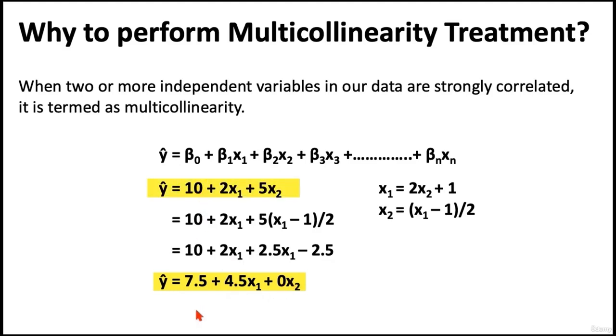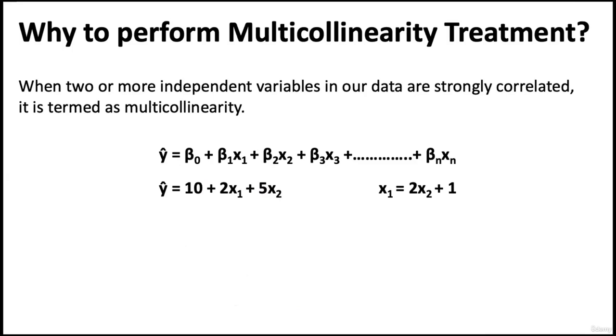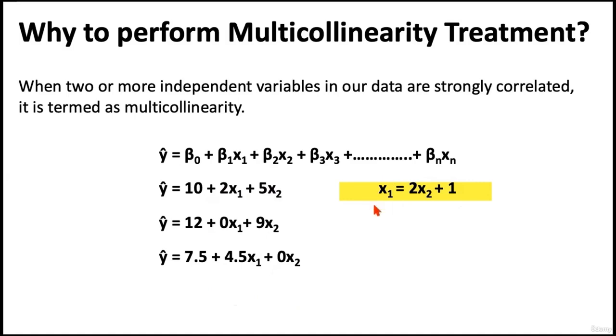Should the intercept be 10 or 7.5? Should the coefficient of x1 be 2 or 4.5? Should the coefficient of x2 be 5 or 0? So this is where there is confusion. Let's summarize. This is where we started, and we got 2 more equations like these. Now the point is that your model is really confused. The model doesn't know what are the right coefficients to rely on. And all of this is happening thanks to the correlation between x1 and x2.